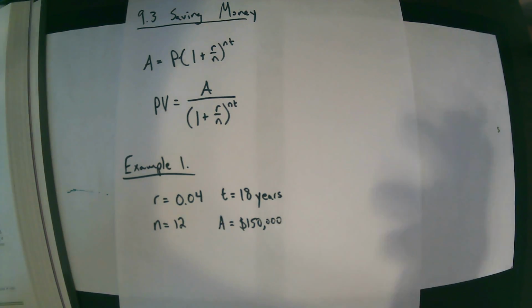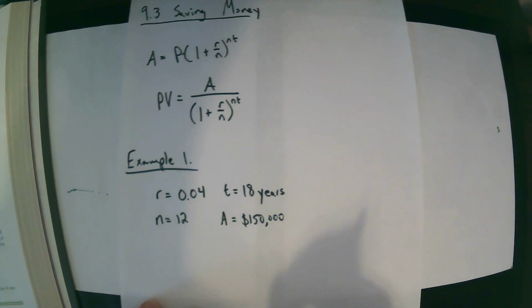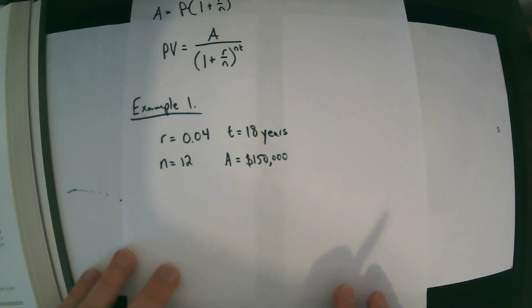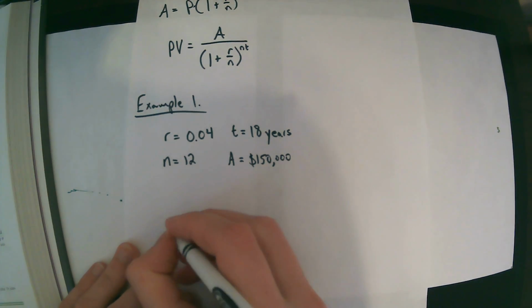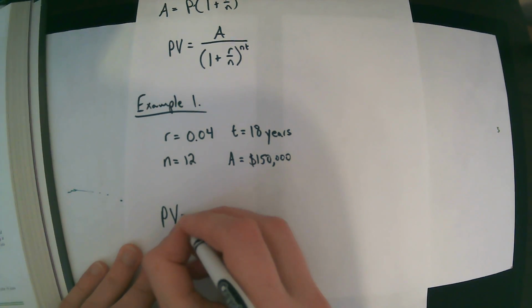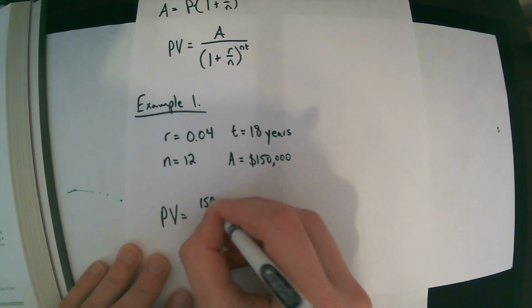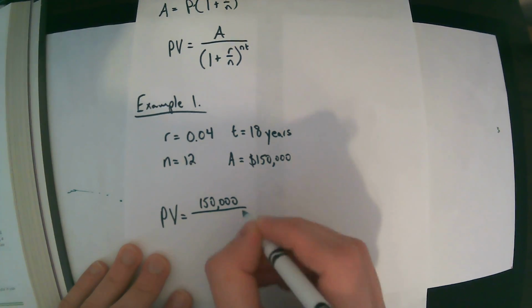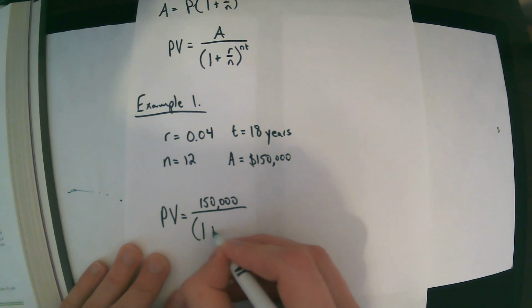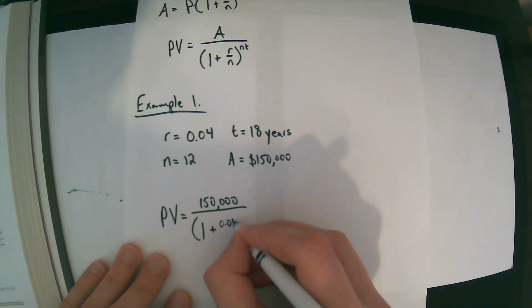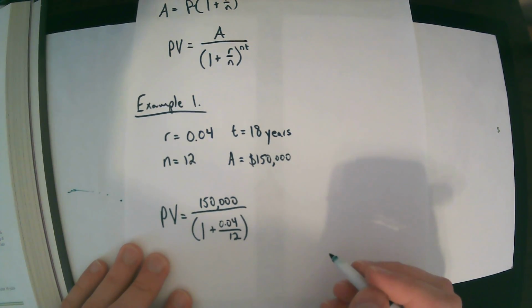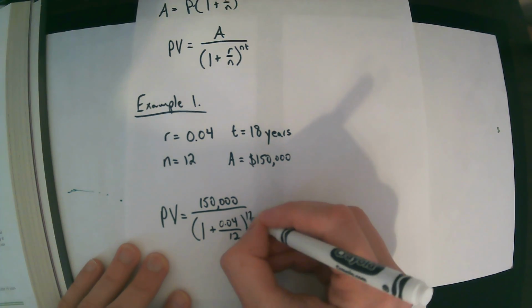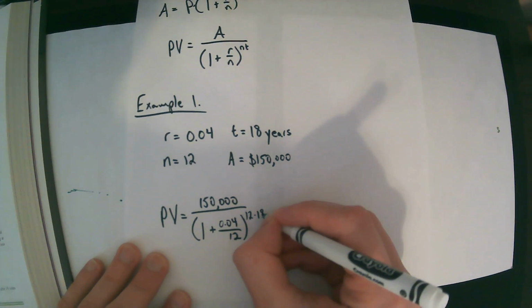What do we do? We just plug it in. Now, the only thing that can go wrong here is a mess up of your order of operations when you're using your calculator. So what I would do is, first of all, write it down, plug everything into the appropriate spots, 12 times t, so 12 times 18 there.